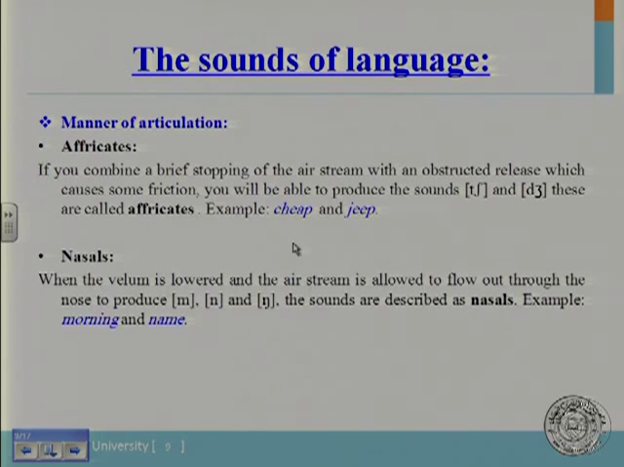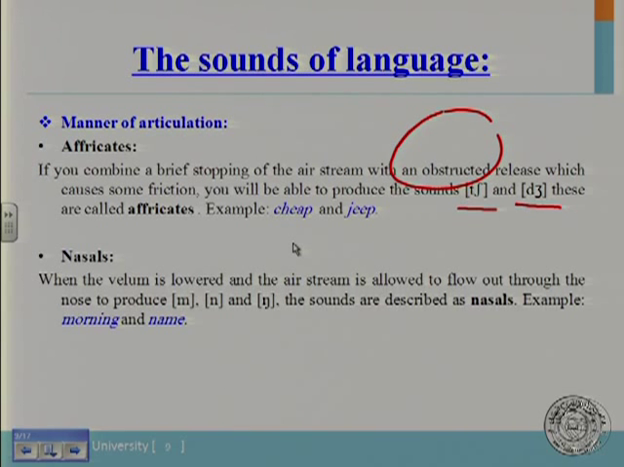Now, we are still in the manner of articulation. We have the third group, which is called affricates. If you combine a brief stopping of the air stream with an obstructed release which causes some friction, you will be able to produce the sounds as in ch and as in j. Ch, there is a stopping of the air stream and also an obstructed release, and also j. These two sounds are called affricates.